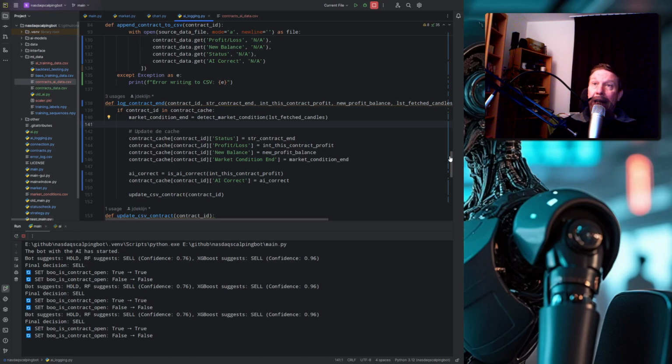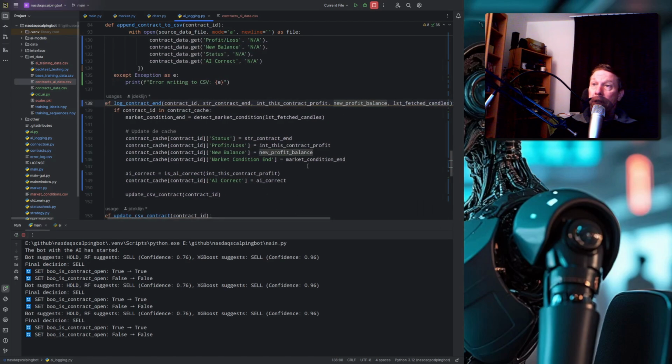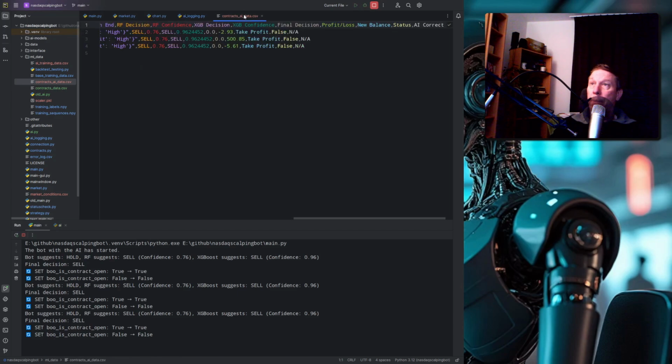And on the first glance, I see that there is an update of the caches with the status. There's the contract end, the profit loss, the new profit balance, and the list with fetch candles that it needed to calculate the market condition end, and it also needs if the AI is correct. And neither of those I see in the contracts data.